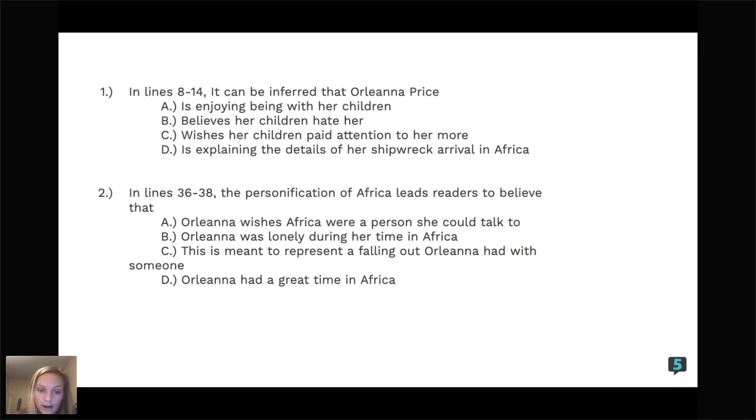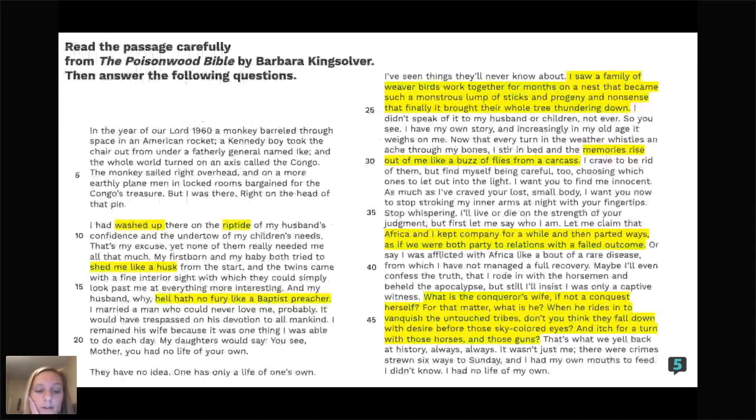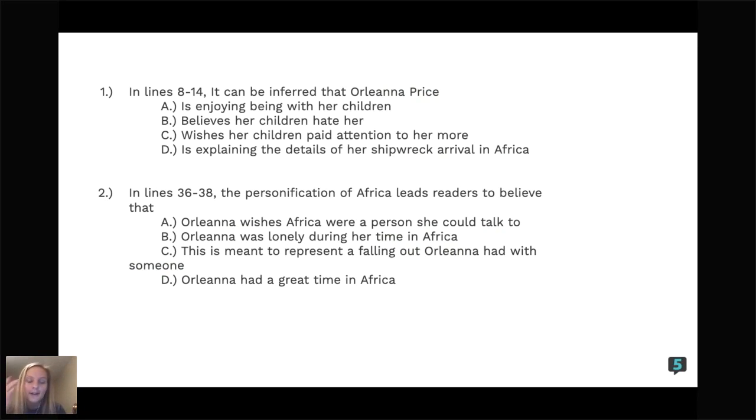So I will go back, and it is lines 37 and 38. I don't know why I put 36. My bad. I'll give you a minute to read that and then put your answer in the chat if you know what the answer is or if you're still here. And then I'll go over it like I did with the first one. Okay, I'm just going to go ahead and go over it. B is the right answer.